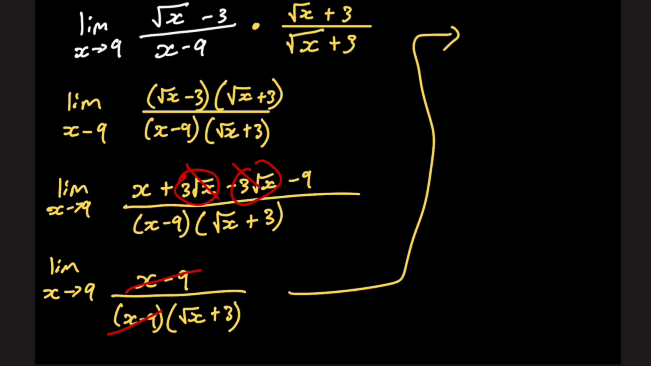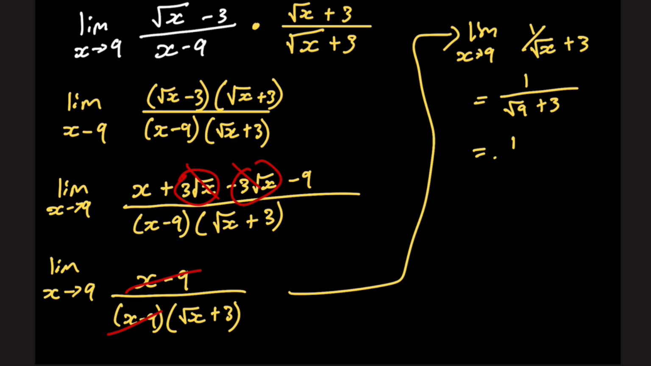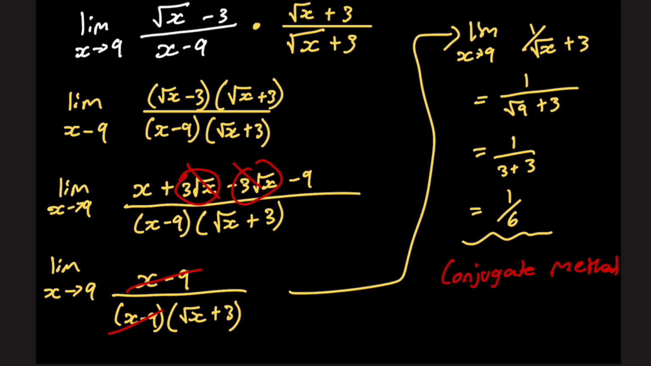Let's bring this up here. This is now the limit as x approaches 9 of 1 over root x plus 3. And if we can directly substitute now, that becomes 1 over root 9 plus 3. Root of 9 is 3, so that's 1 over 3 plus 3, which is 1 over 6. And that is our answer using the conjugate method. And that wraps up all the basic methods of solving limits.